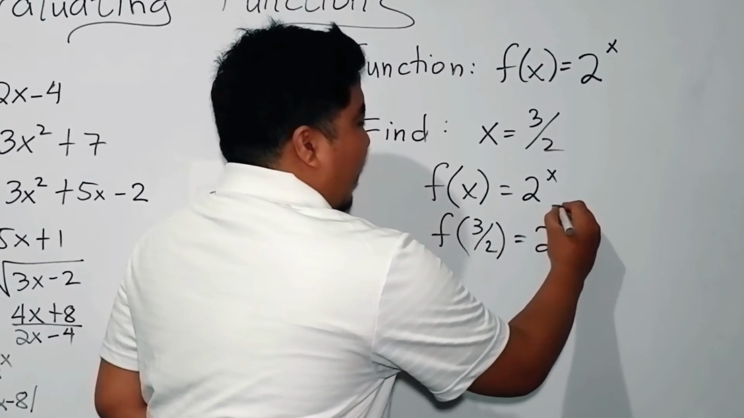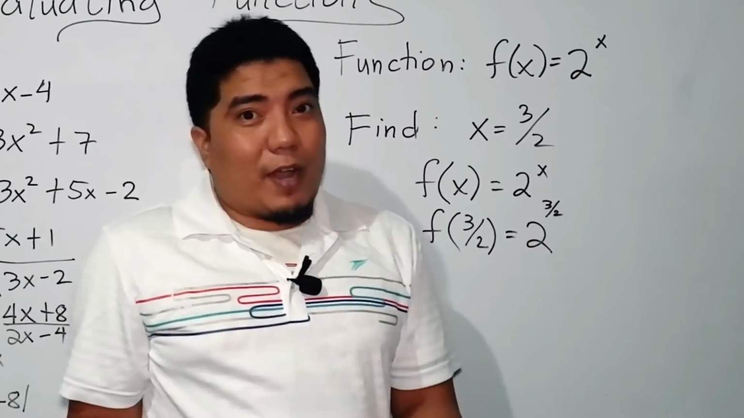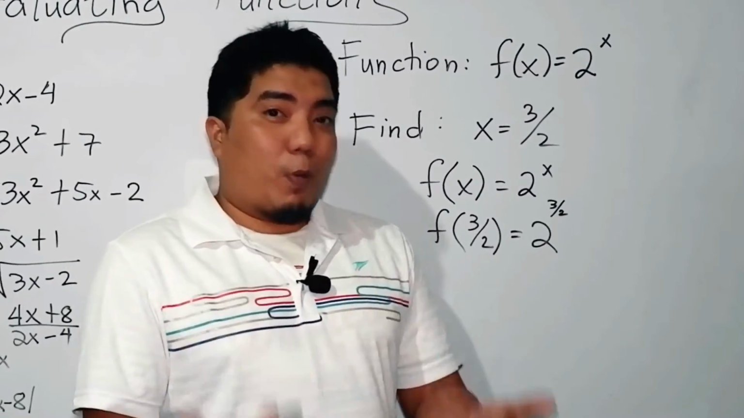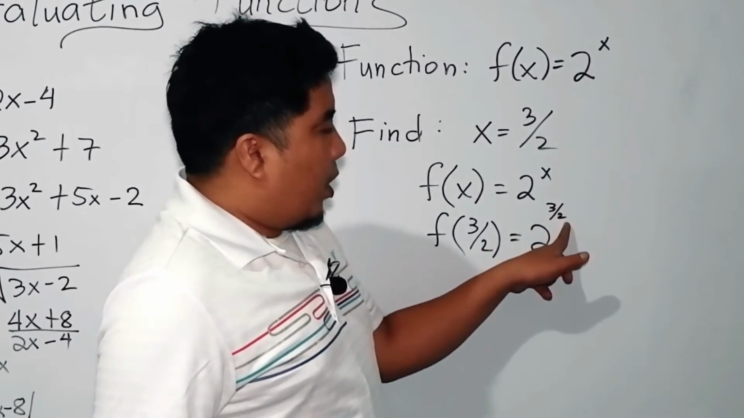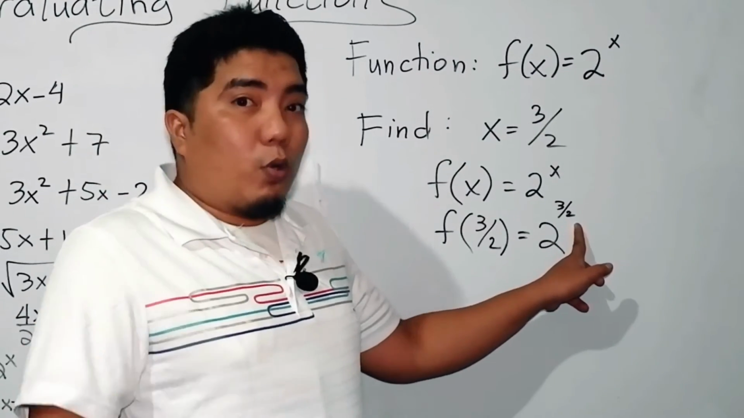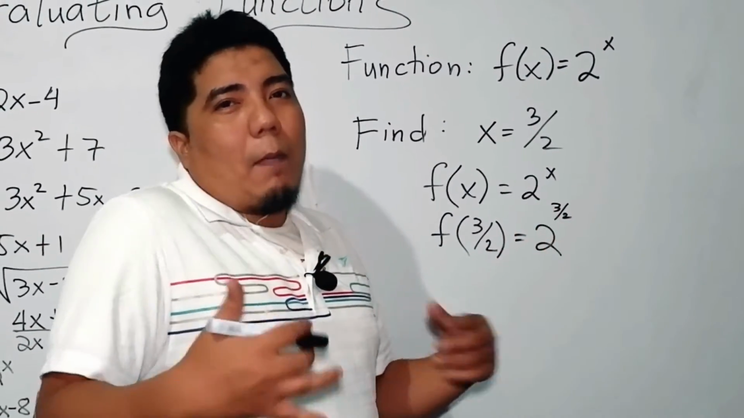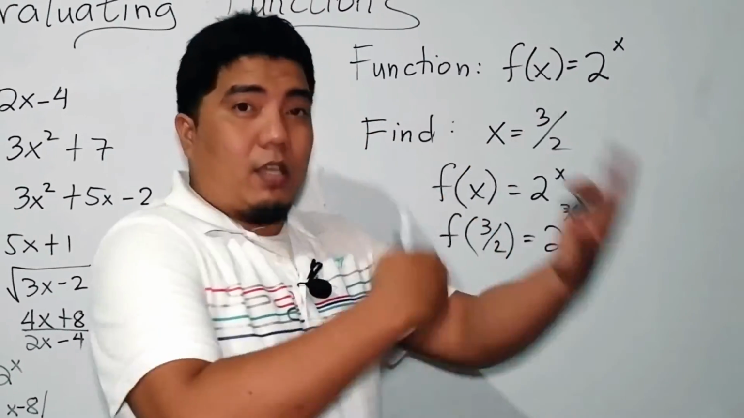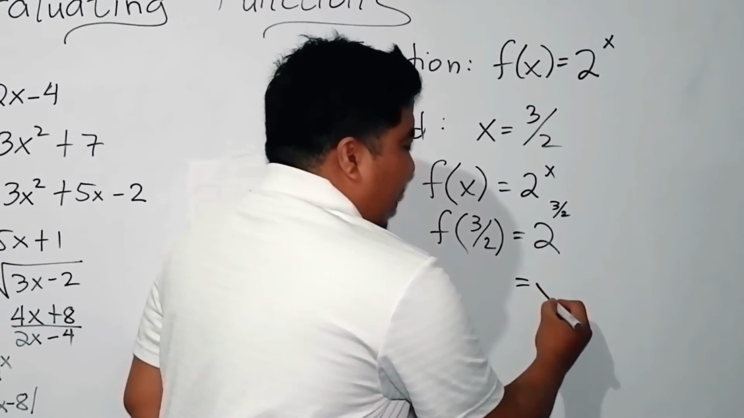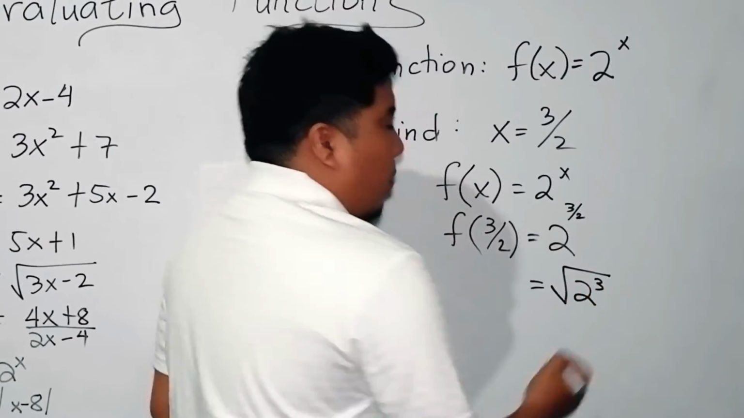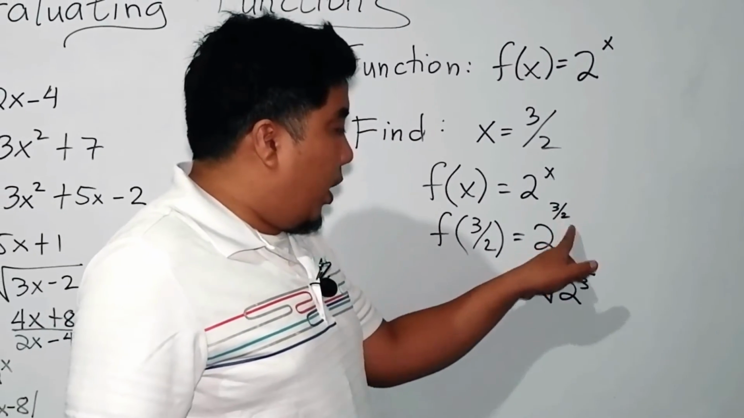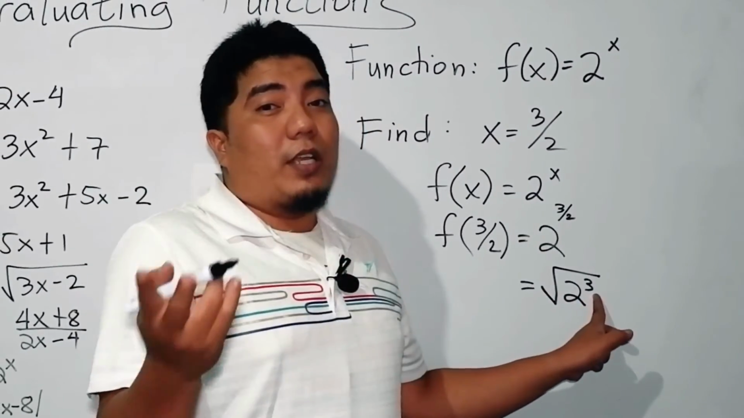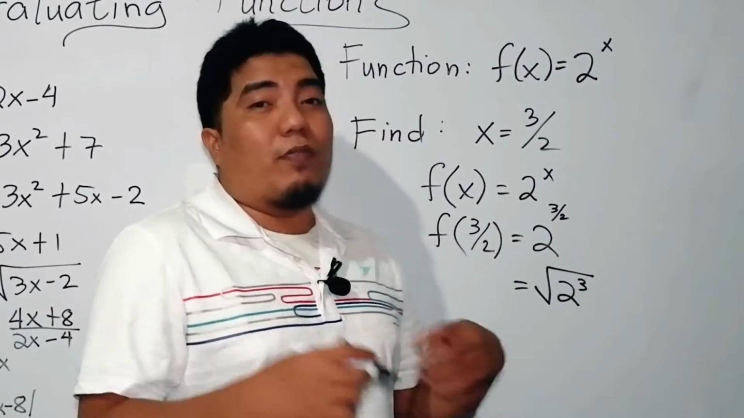By doing so, we have an exponent that is a fraction. Now, how do we change this one? Remember that if you have a rational exponent, it means that your denominator becomes a root while your numerator becomes its new exponent. So, therefore, if we transform this one, this will become square root of 2 cubed. How did it happen? This 2 here will become the root, square root, that is 2. And our numerator is the new exponent. So, we have square root of 2 cubed.